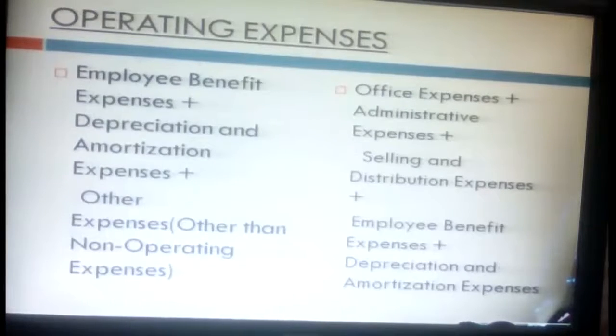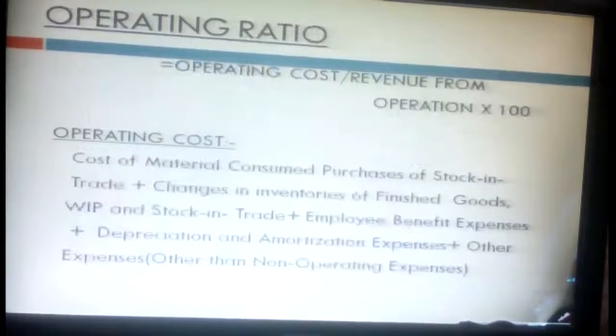So from the available information, we want to substitute all this information. Then what are the operating expenses? As you know already, employee benefit expenses, depreciation and amortization expenses, and other expenses other than non-operating expenses. Office expenses plus administrative expenses, also we can call selling and distribution expenses. Then we have to add again employee benefit expenses and depreciation and amortization expenses. That's why there are two types of operating expenses. You should be very careful to substitute from the available information from the operating expenses point of view.